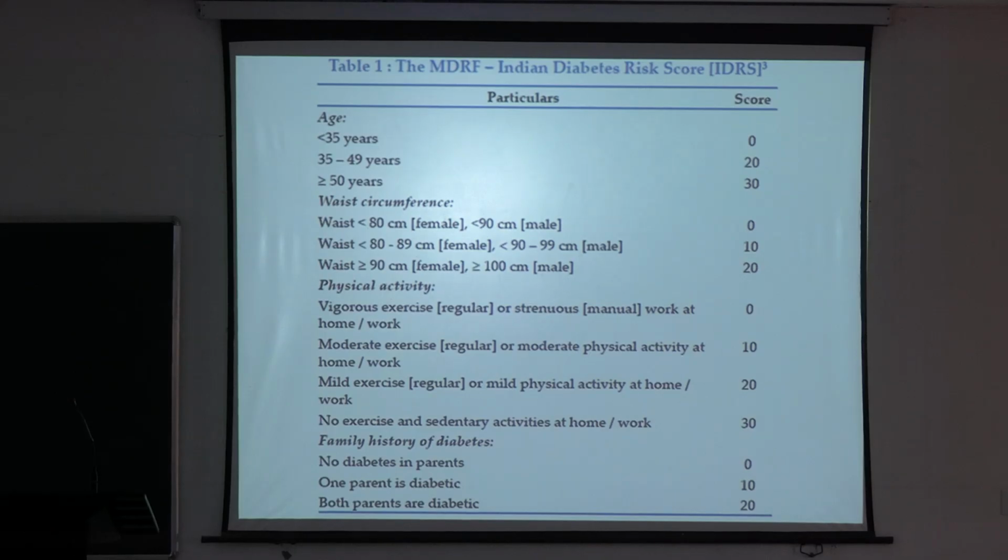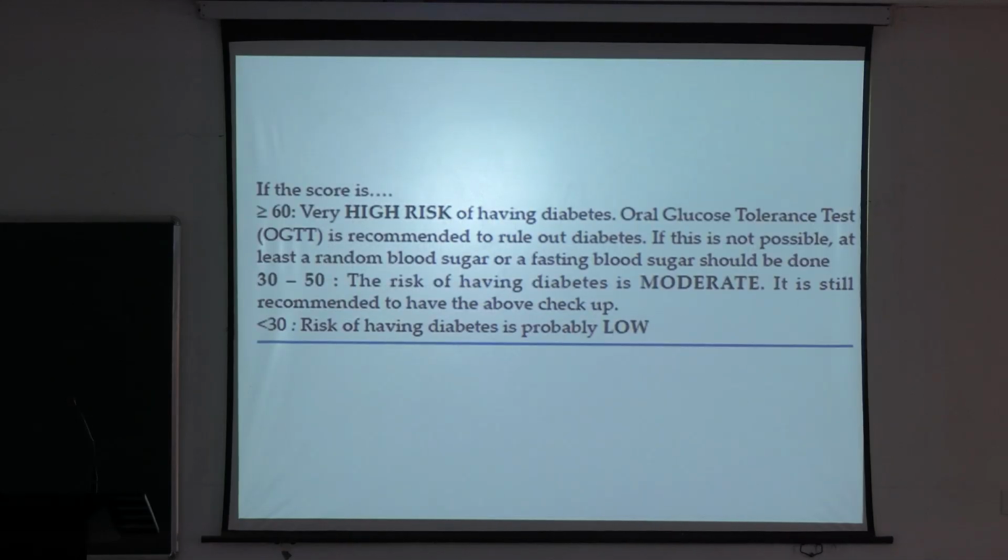So if there's a family history of diabetes, it's very important that it should be corrected in some way. You have a higher risk. You can't correct the fact that your parents have diabetes, but definitely you can take steps, like for example your physical activity and your waist circumference, these are things which can be done. If the overall score is more than 60, very high risk of having diabetes, then you do an oral glucose tolerance test, or at least a random or fasting blood sugar. 30 to 50, risk is moderate, but still you go for a checkup. If it is below 30, risk of diabetes is very low.